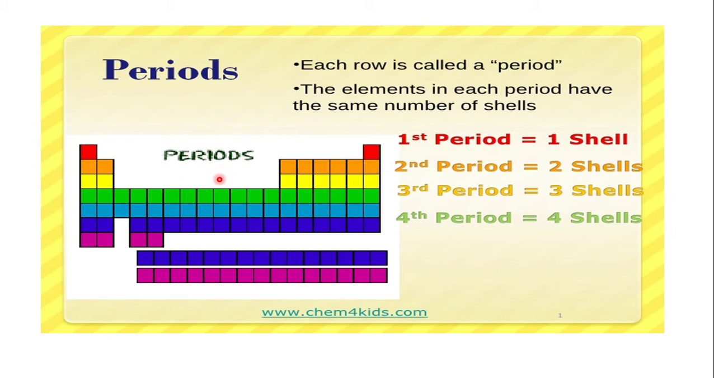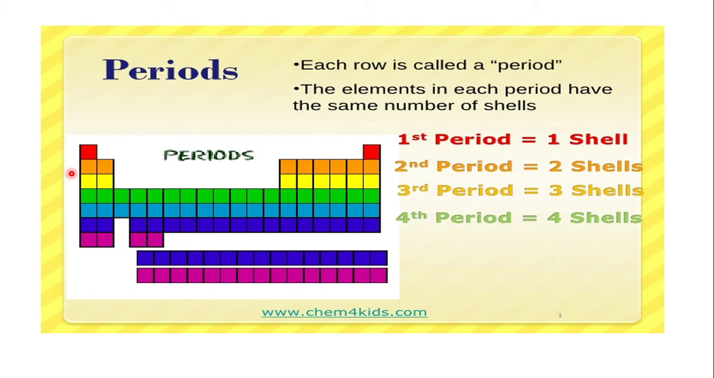Whenever we talk about a periodic table, we will use two terms. One is the period, the other one is the group. So what are periods? The horizontal rows in the periodic table are called periods. Each row is called a period, and the elements in each row will have the same number of shells. The first row, with the two red boxes, which are hydrogen and helium, are the elements in the first period, which will have only one shell. So the period will tell you the number of shells the elements will have.